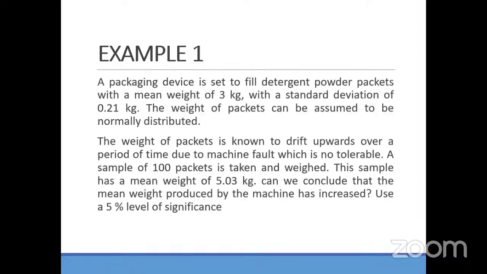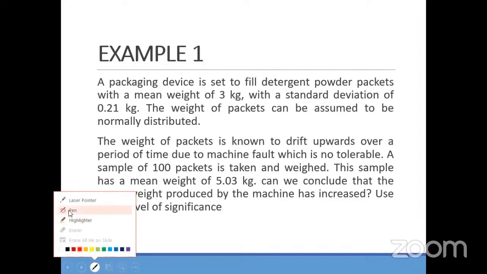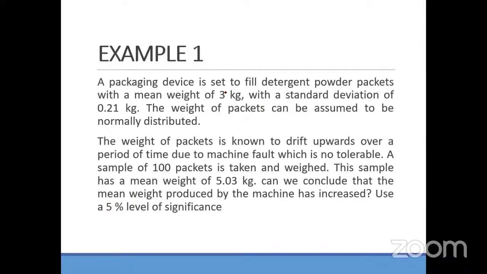Now, remember that we were looking to test a claim. So we are saying, can we conclude that the mean weight produced by the machine has increased? So if the mean weight has increased, I think this is not 3. I think this is by default 3. It has to be 5. Sorry for that. This has to be 5, not 3. This has to be 5, right?